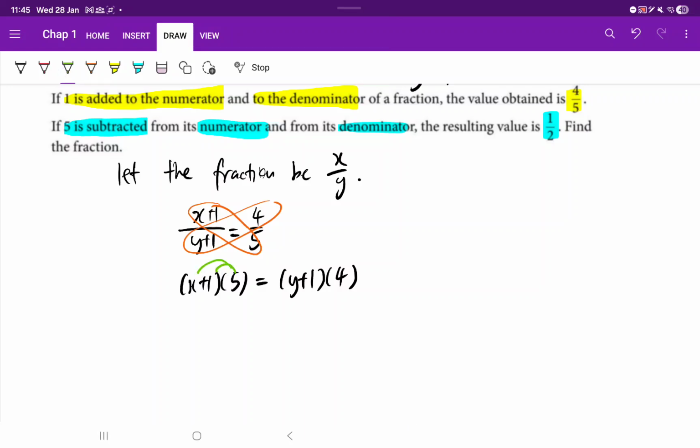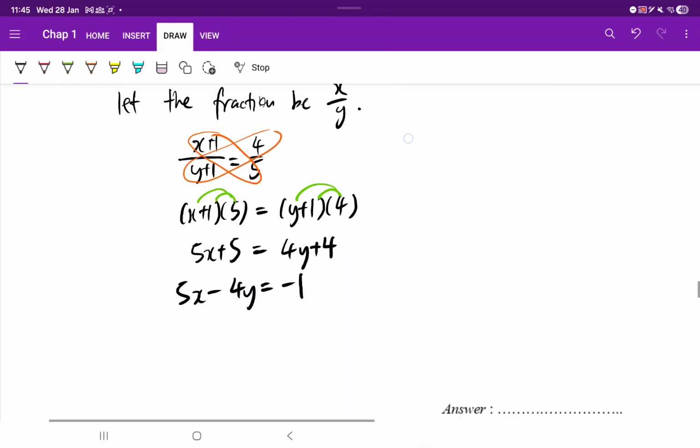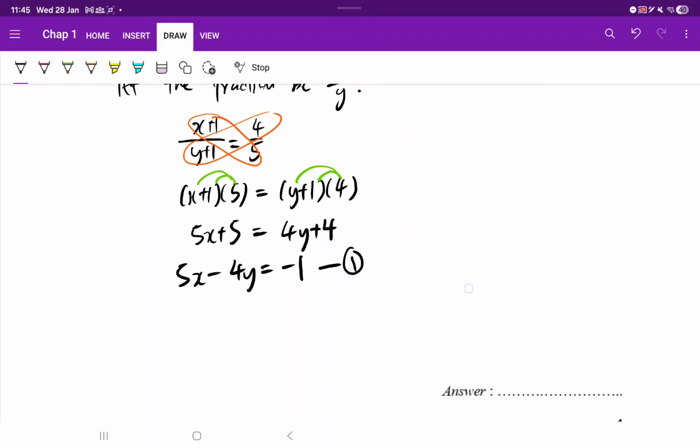5 goes to x, 5 goes to 1. Same thing for the other side. 4 goes to y, 4 goes to 1. Moving on, 5x plus 5 must be 4y plus 4. I can simplify this. So 5x minus 4y equals minus 1. I label this as 1.